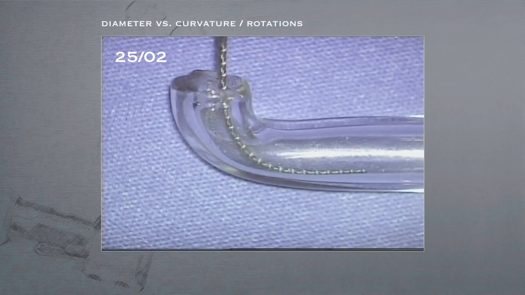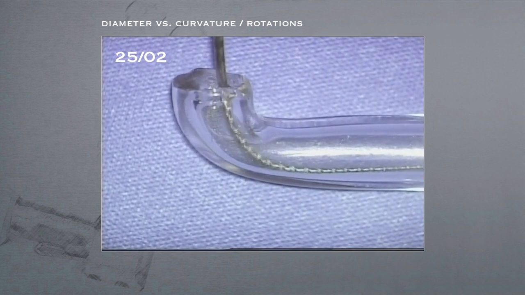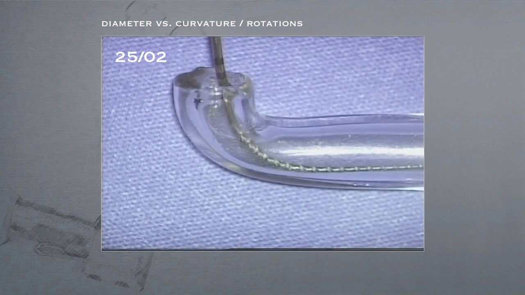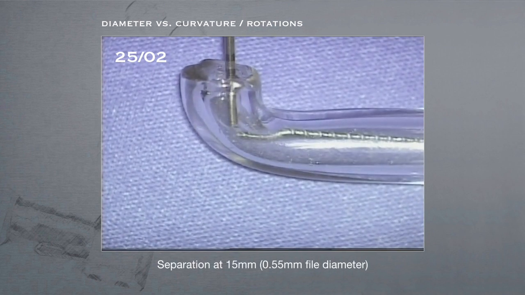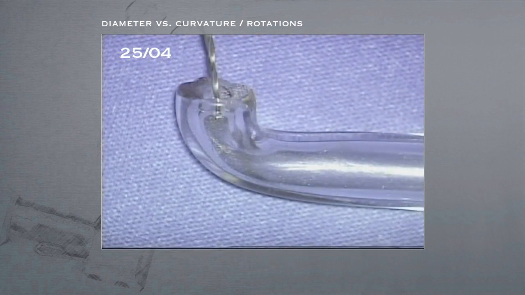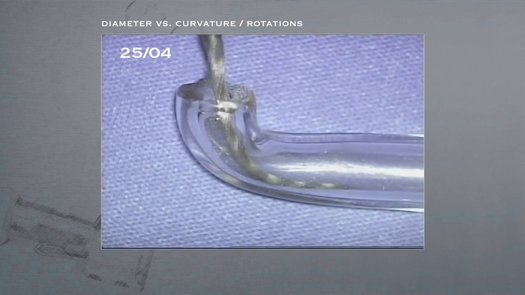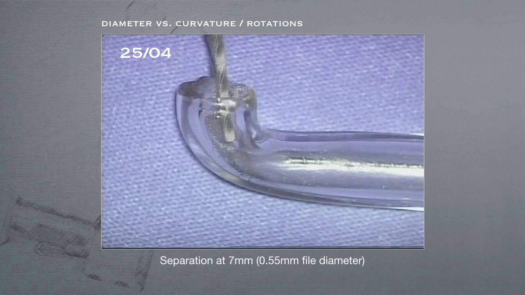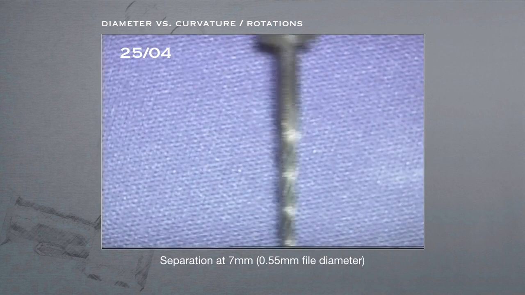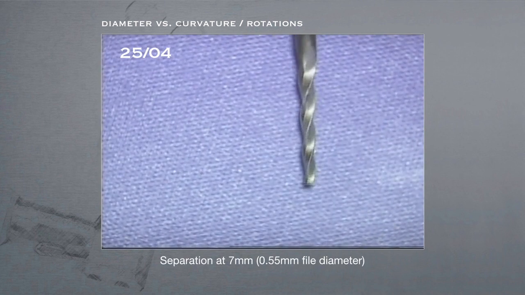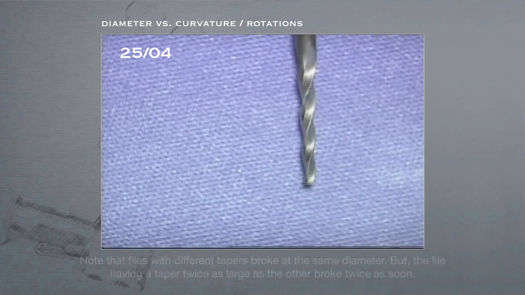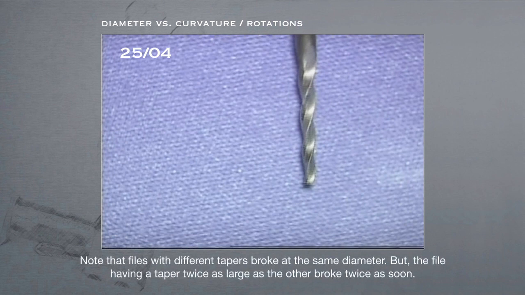A 2502 file inserted into a glass elbow with a 90-degree curvature while rotating separated at 15 millimeters from its tip, where it had a 0.55 millimeter diameter. Using the same methodology, a 2504 was inserted, only to have it separate at 7 mm from the tip, where it also had a 0.55 mm diameter. Note that the files with different tapers broke at the same diameter, but the file having a taper twice as large as the other broke twice as soon.